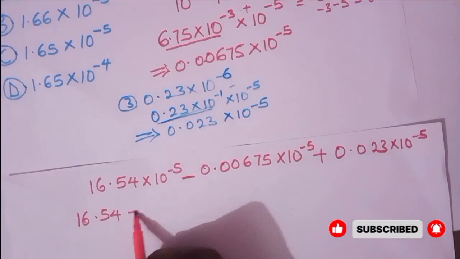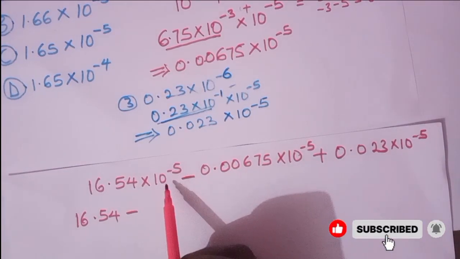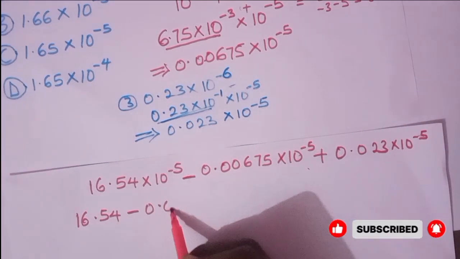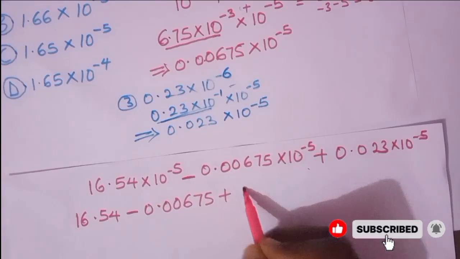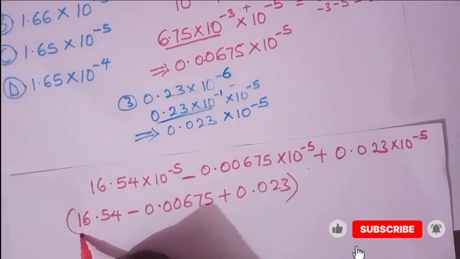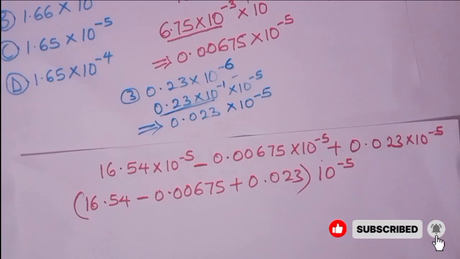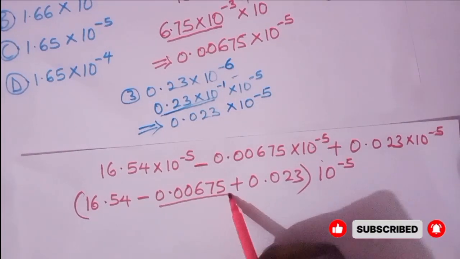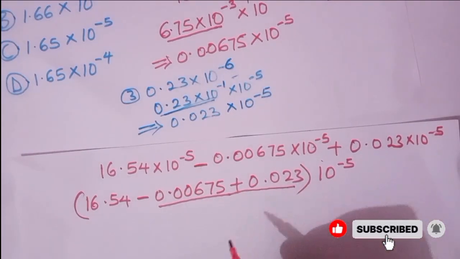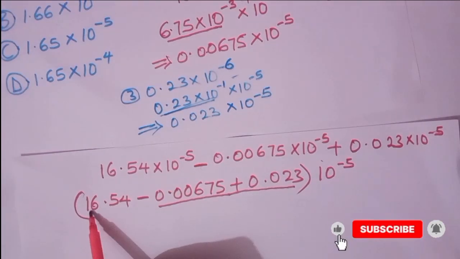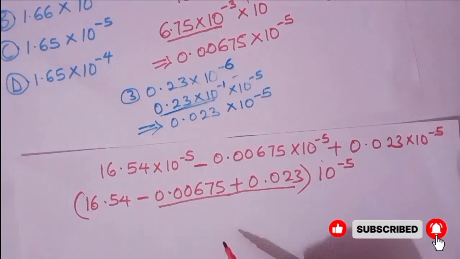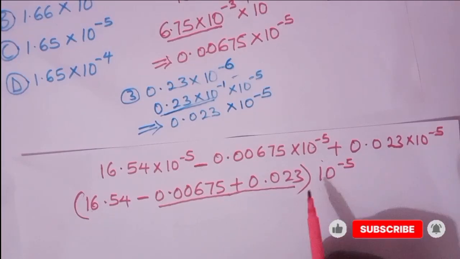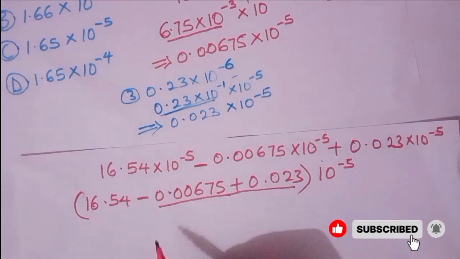We are going to factor out 10 raised to power minus 5 because it's common among the three. So 16.54 minus 0.00675 plus 0.023, in bracket, and we factor out 10 raised to power minus 5. Let's calculate what is inside the bracket. First, you add the last two. Why are we adding these two instead of starting from the left? Because according to the rule of BODMAS, addition comes first before subtraction. So we add first before we subtract.